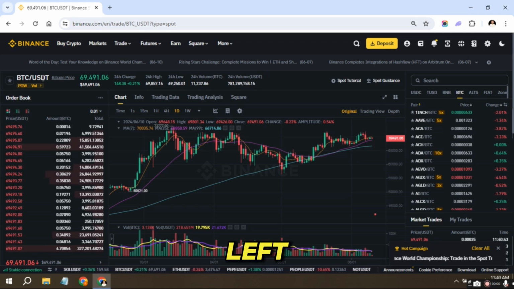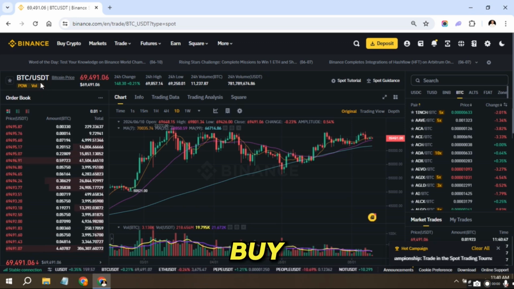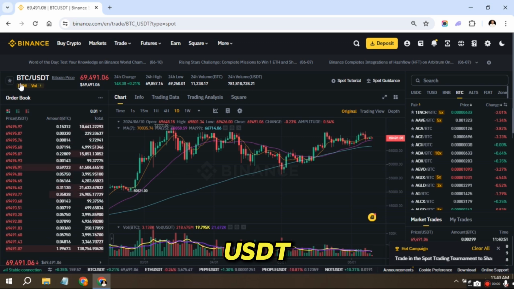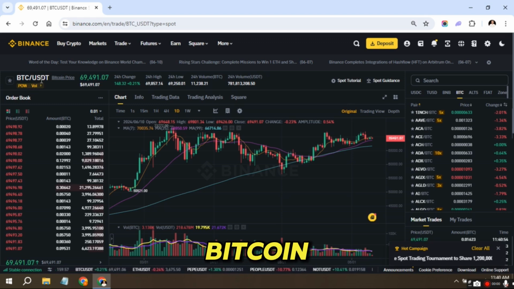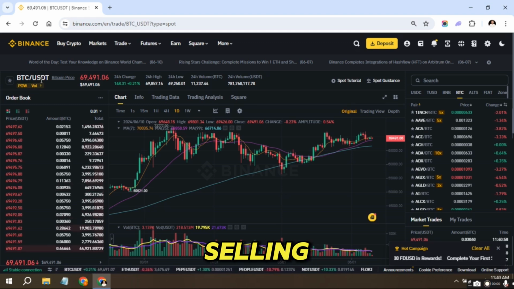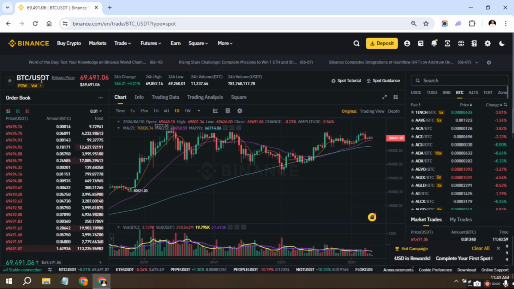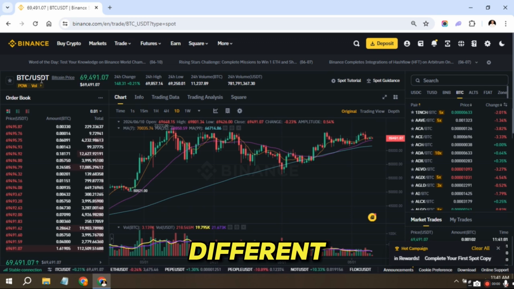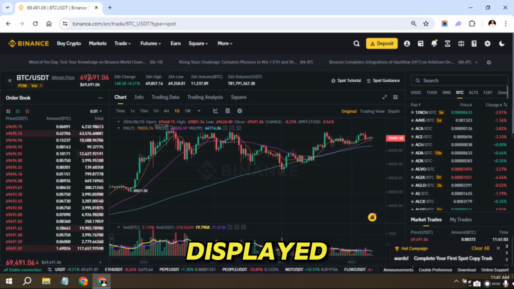The coin on the left, Bitcoin, is the main coin being traded, and you can either buy it with the coin on the right, USDT, or sell it to get USDT. If you buy on this page, you'll be buying Bitcoin using USDT. If you sell, you'll be selling Bitcoin for USDT. If you change the pair to a different one, you'll see the new pair displayed.